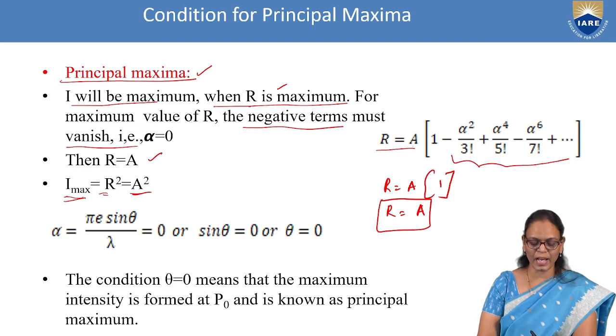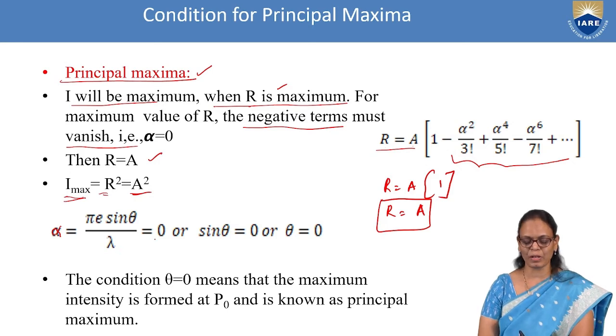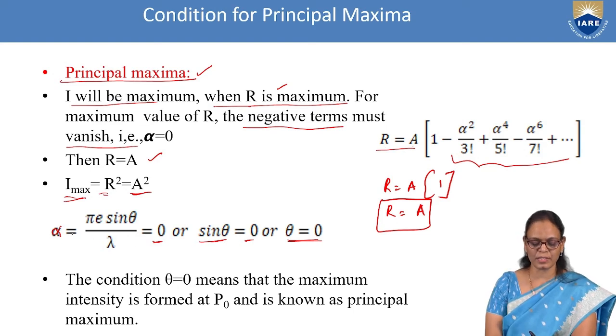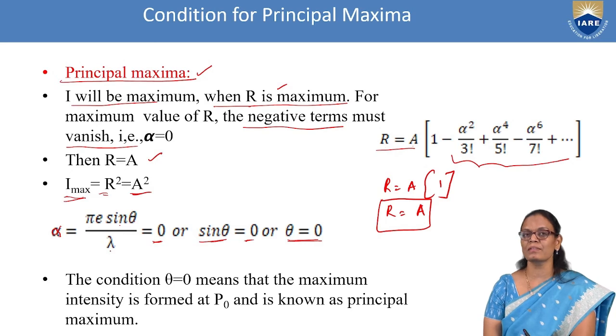Now we know that alpha is equal to, we have done the substitution, alpha is equal to pi e sine theta by lambda. This should be equal to 0, or sine theta should be equal to 0. So when will sine theta be equal to 0? When theta is equal to 0. So we are able to understand the substitution.